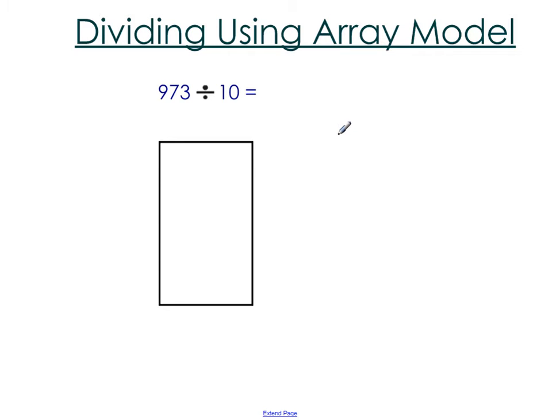Dividing using the array model. So we're going to do long division of 3, 4, or 5 digit numbers divided by 2 digit numbers. So here we have 973 divided by 10.